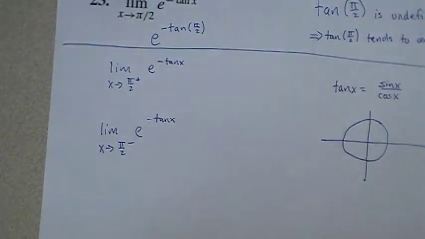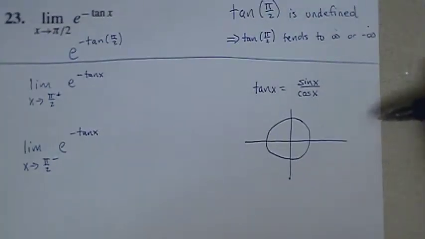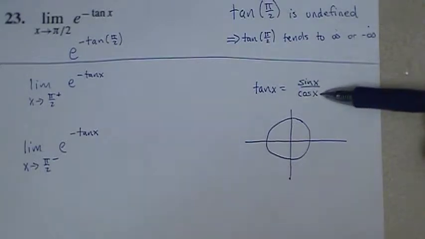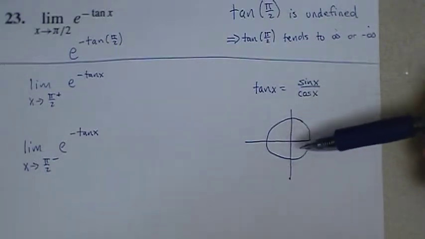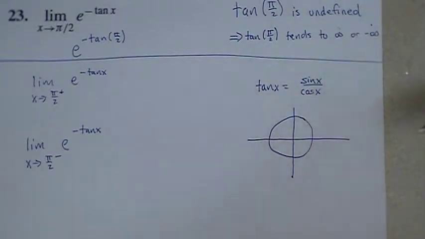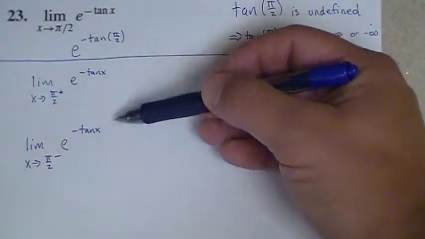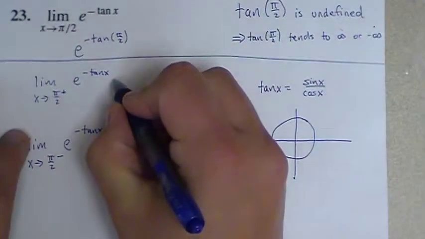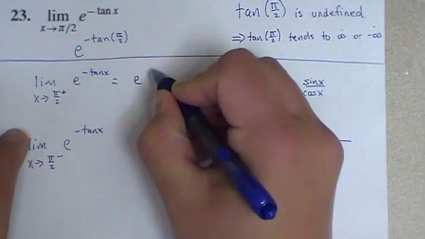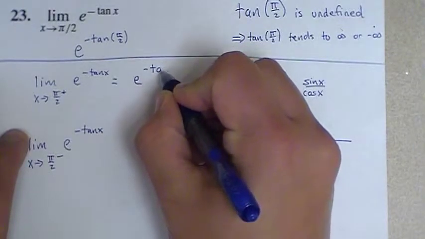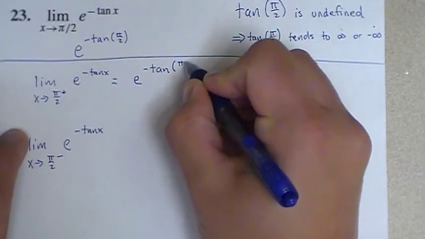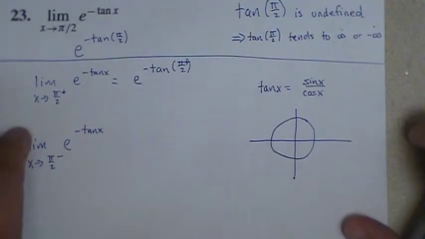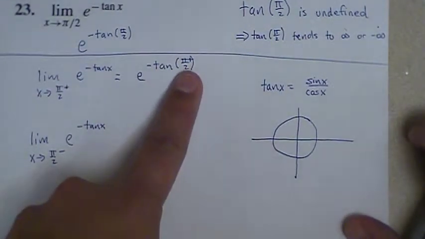Same function, hasn't changed. What I have over here is I've just reminded myself that tangent of x is equal to sine of x over cosine of x, and I've given myself a little unit circle that will hopefully allow me to evaluate these two one-sided limits. So I'm going to start with the bigger side of pi by 2. I'm going to put a number just slightly bigger than pi by 2 in place of the x.